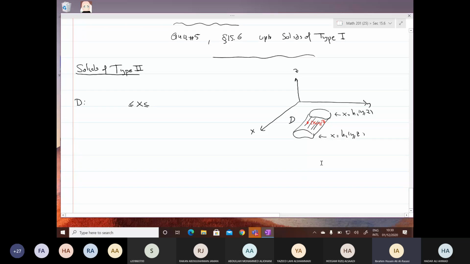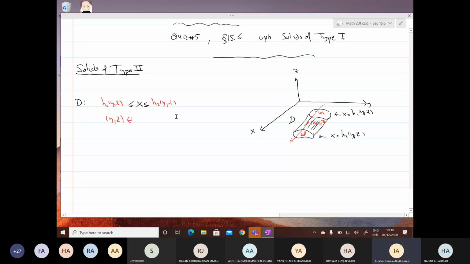You go in the positive, increasing direction of the x-axis. You enter the solid through here, and you leave here. So this is the lower and this is the upper. X will go from h1(y,z) to h2(y,z). This is for x. What remains is y and z, so I write y and z.